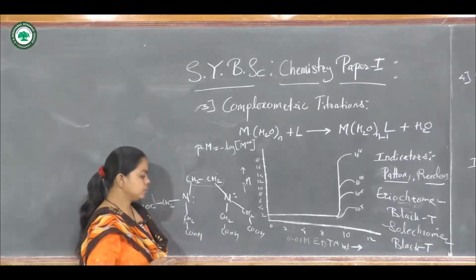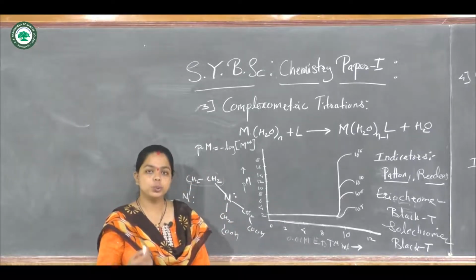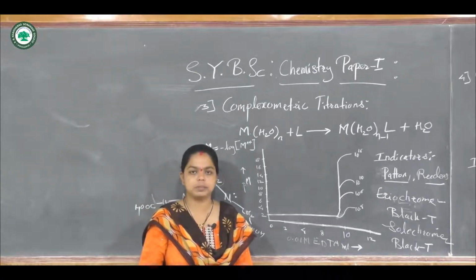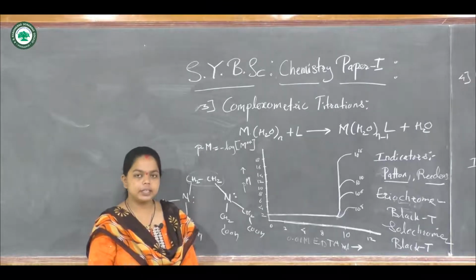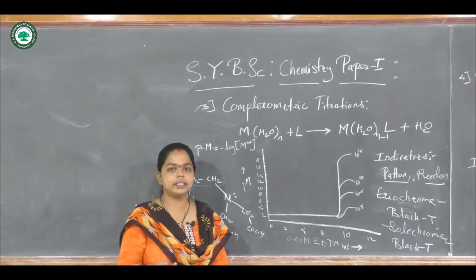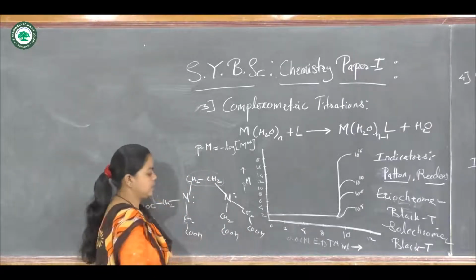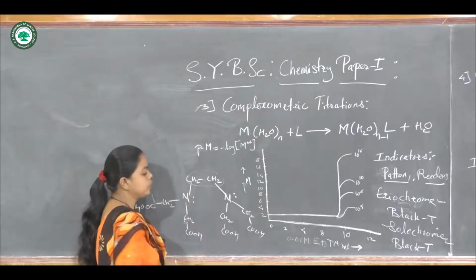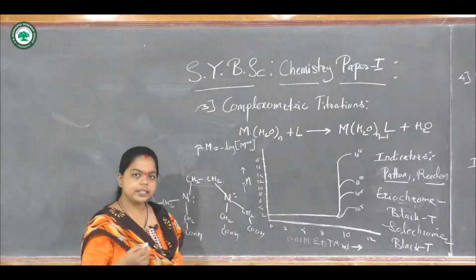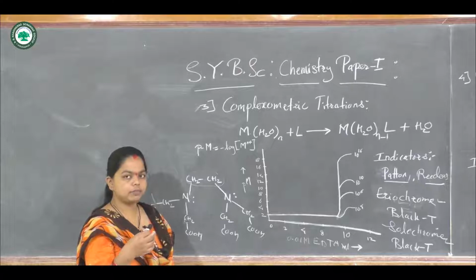Now, ligands are categorized depending upon their donor atoms. How many donor atoms are present in the ligand? Depending upon that, it can be categorized as a monodentate ligand, bidentate ligand, tridentate ligand, or polydentate ligand. So in this case, how many donor atoms are present here? We know that in a complex, ligands act as donors. They donate electrons to the central metal ion and form a coordinate bond.